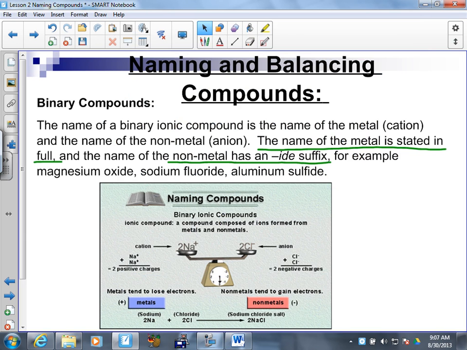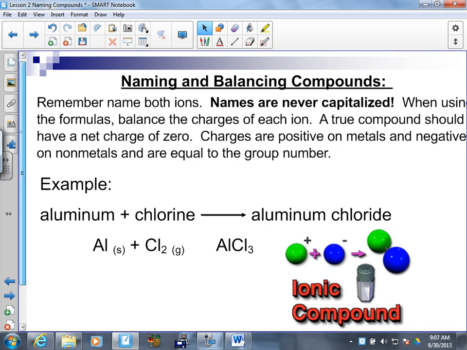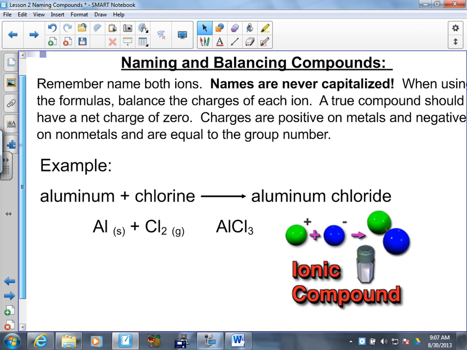Like we said, we always name the metal first, we always name the non-metal second, and change its ending to IDE. Remember, we have to name both ions, and this is something really important that people often forget. For the first little while, I'll be lenient about it, but as we go along, I'm going to get stickier.